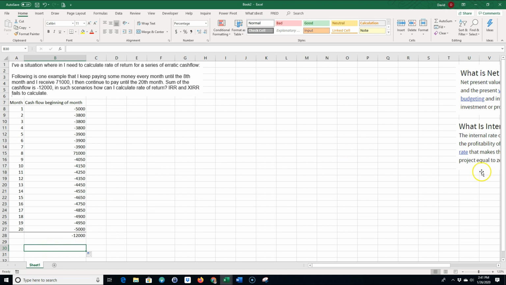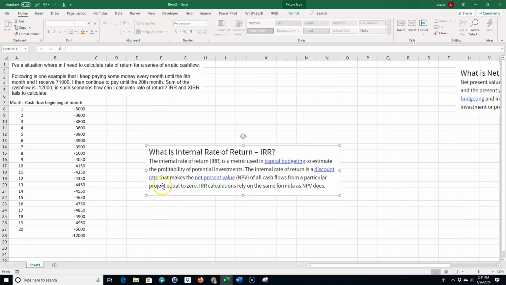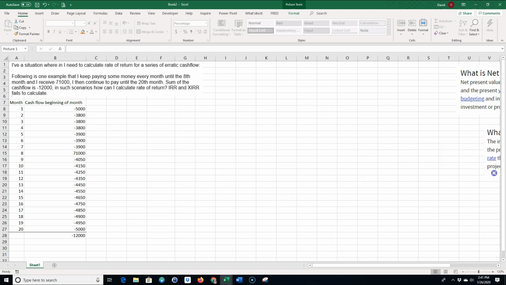So let's look at the definition of internal rate of return. This is from Investopedia. It says the internal rate of return, IRR, is a metric used in capital budgeting to estimate the profitability of potential investments. The internal rate of return is a discount rate that makes the net present value of all the cash flows from a particular project equal to 0. Okay. IRR calculations rely on the same formula as NPV does. So now we've got to look at NPV.